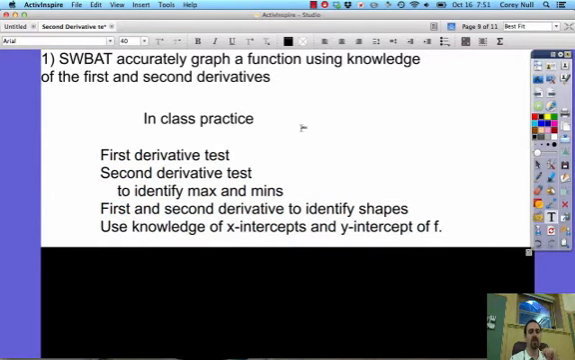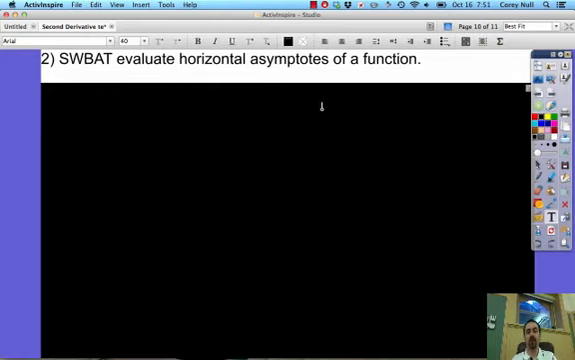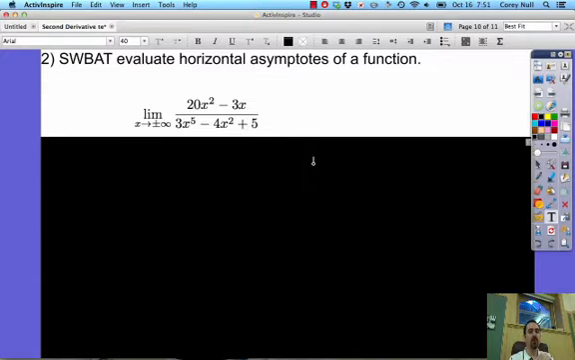All right, so we're going to do this mostly in class. It's applying things we've already done, so I'm not going to lecture on it right now. Instead, I want to look at the next objective, which is evaluating horizontal asymptotes of a function. And this is finishing up everything we learned about limits early on. And now we're going to look at limits at infinity and at negative infinity. Okay, so let's take a look at this function here.